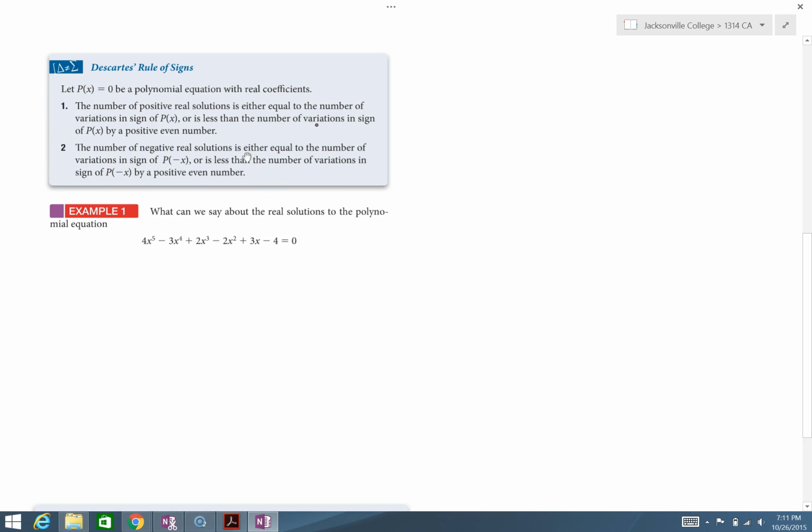And let's look at an example. What can we say about the real solutions to the polynomial equation? Well, based on what we saw first, there's going to be 5 solutions. Now, some of these may be real, some of them may be complex. We may have a repeated solution, but there will be 5 solutions. All right, I'm first going to look at this number 1. This is the number of positive real solutions.